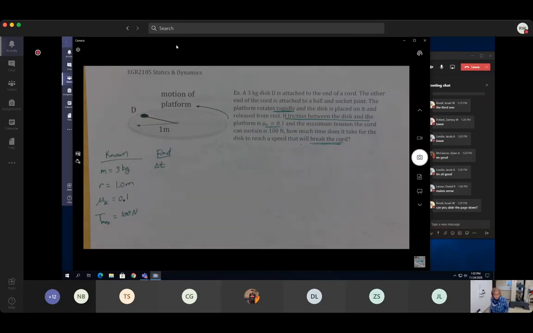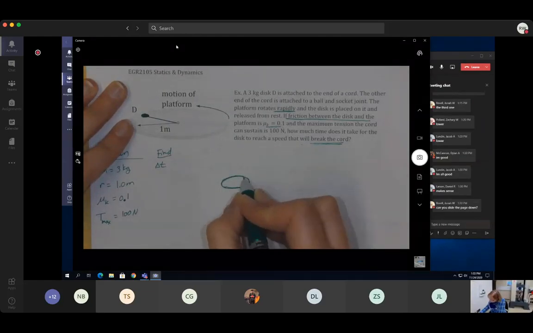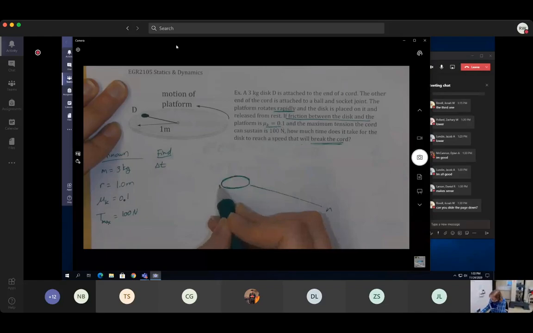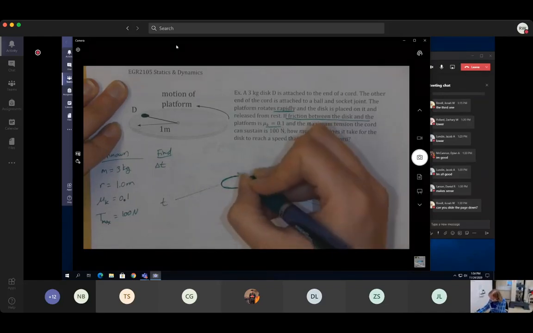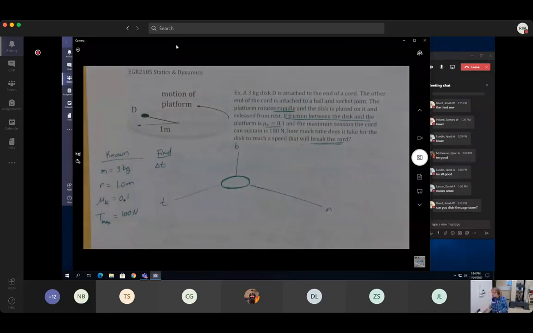So this is one that we probably want to start with a free body diagram of our disc. So here's our disc D. And so we're going to have our normal direction, we'll have a tangential direction, and then a perpendicular, or a kind of out of the plane direction. And so where do we have forces that are acting on D?